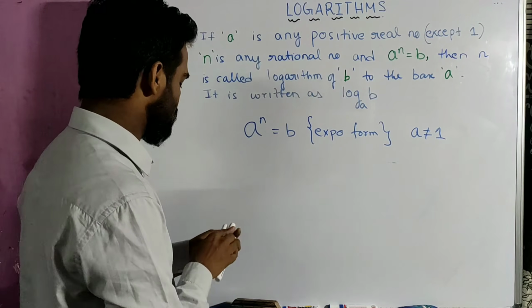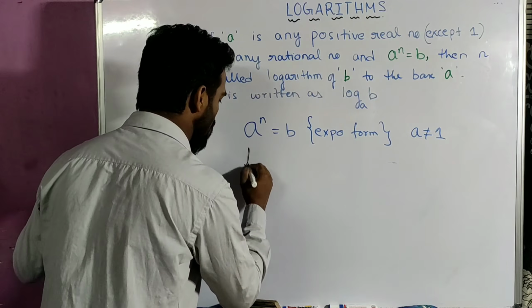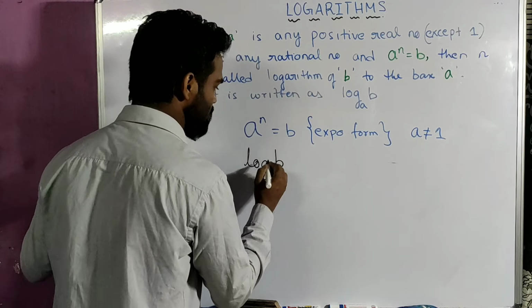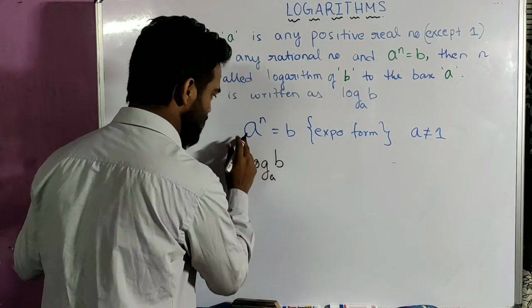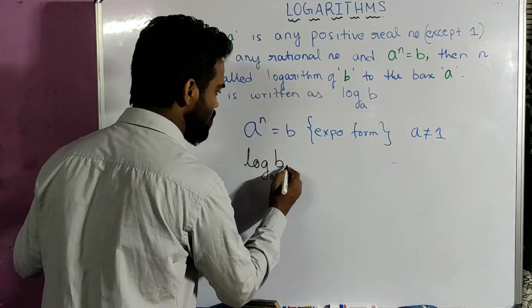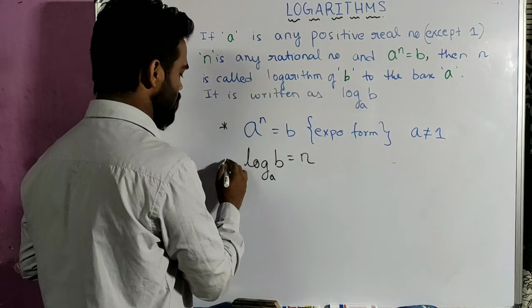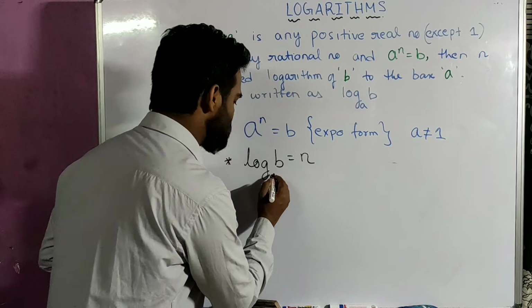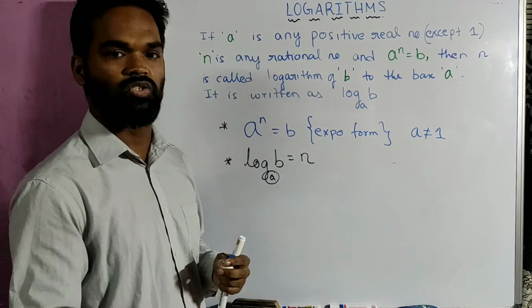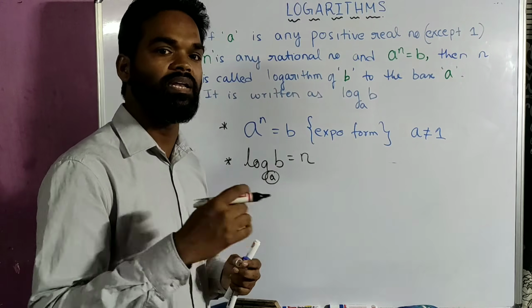How? This we can write as log of b to the base a, the base over here becomes the base over here, is equal to n. Whenever you write log, the base has to be there. If the base is not there, it becomes meaningless.